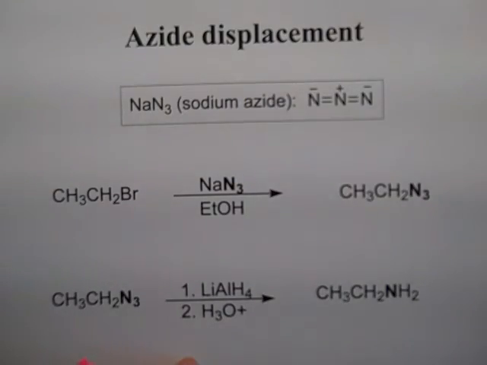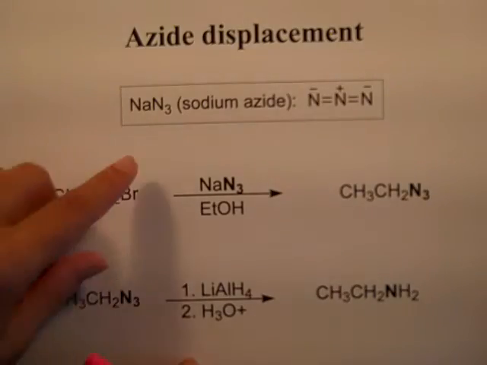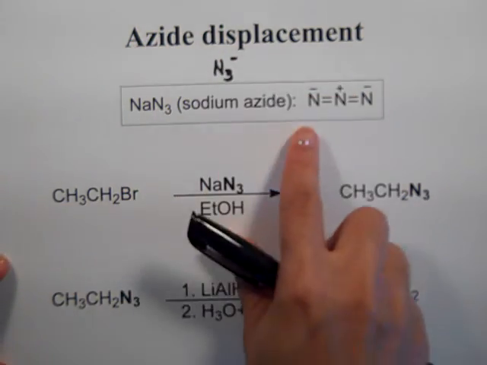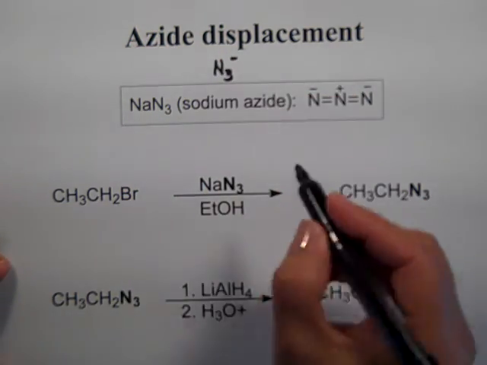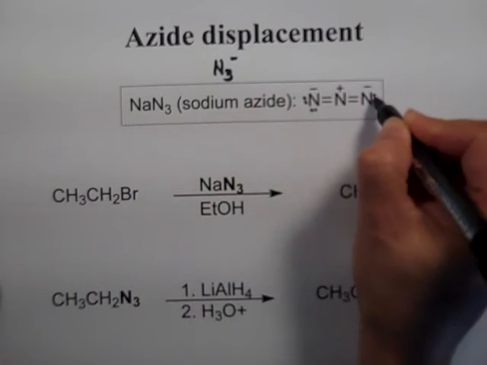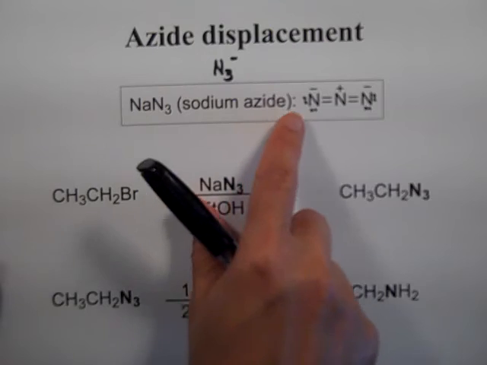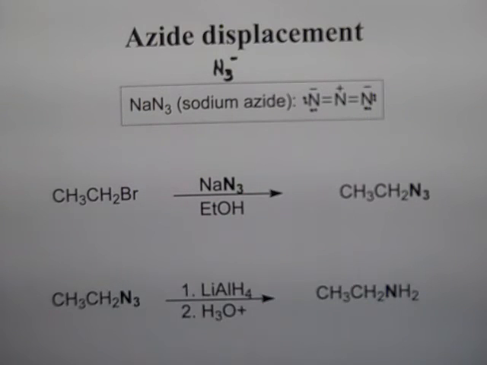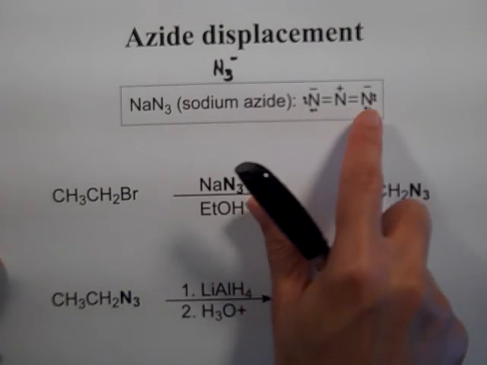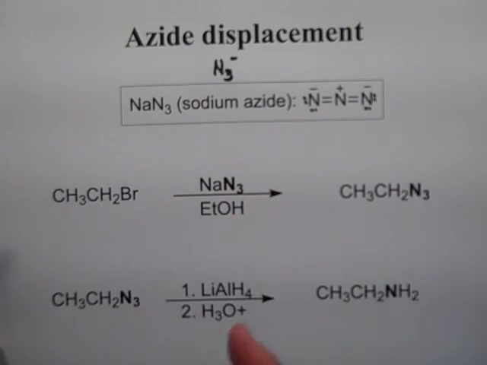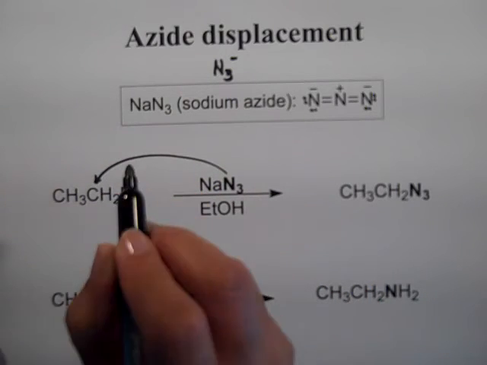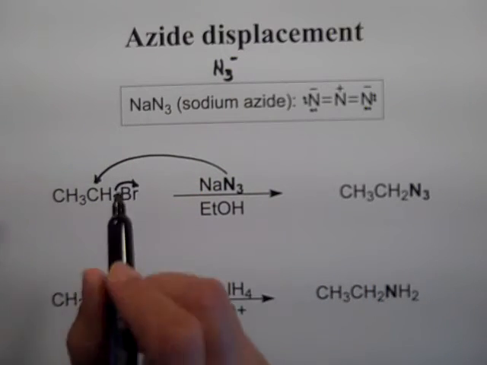The next one is the azide displacement. The azide is an N3 minus, and this is the Lewis structure of it. Notice the nitrogens on the outside are negatively charged, both of them, so they have 2 lone pairs each. The nitrogen in the middle has 4 bonds, so it's positive. So either of the outside nitrogens can be nucleophilic, so they can do a nice SN2 reaction.